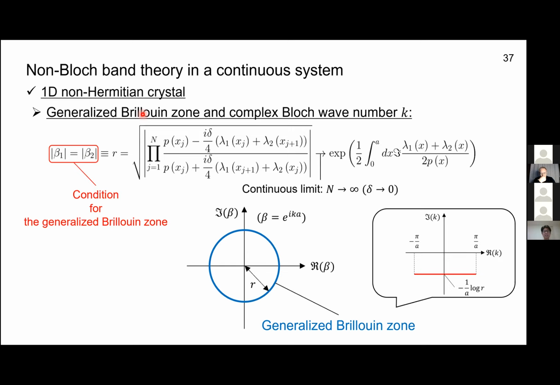And finally, in the continuous limit, N to infinity, we can get this form. Here R means the radius of the generalized Brillouin zone. In fact, in this case, the generalized Brillouin zone forms a circle with the radius R. Let me note that the complex Bloch wave number k can be given by this form. So the imaginary part of the complex Bloch wave number is log R.